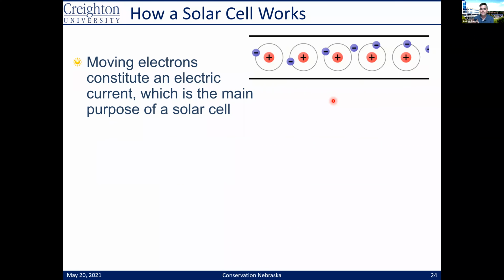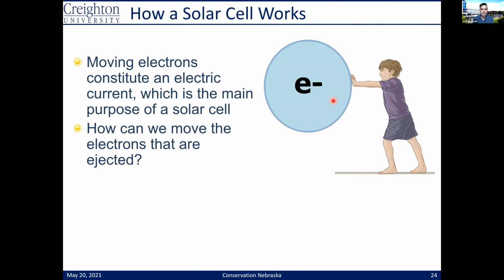The electrons already exist. Solar cells don't create electrons. They're already existing. Matter cannot be created or destroyed. But we need to get them to move, right? And because that's what a current is going to be. So that's our first question. How, if we can eject an electron, how can we move it, right?